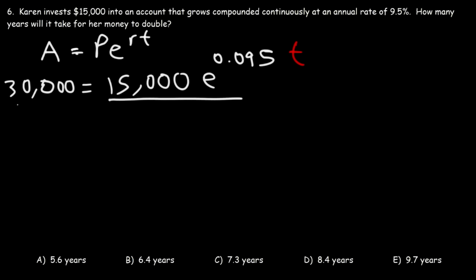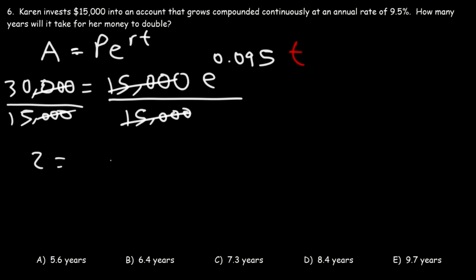So let's begin by dividing both sides by 15,000. 30,000 divided by 15,000, well, this becomes 30 divided by 15. That's 2. So we have 2 is equal to e raised to the 0.095 times t. So how do we solve for a variable in the exponent position? How do we do that?